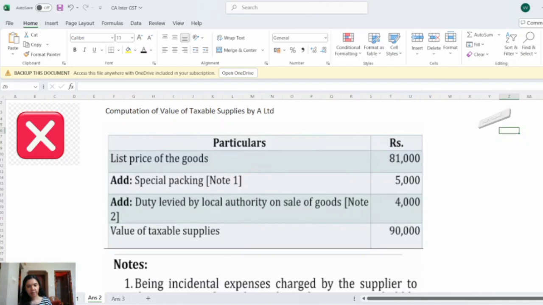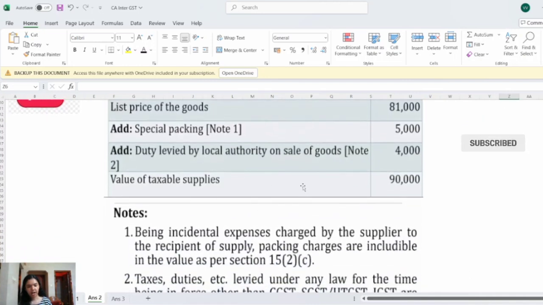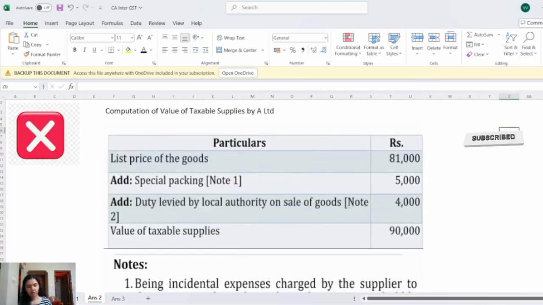So whether a line item is included or not included, it has to be shown in the answer, and a detailed explanation has to be given as to why you are treating a line item in a specific way, and which provision of the act you are applying to treat the line item in that specific way.